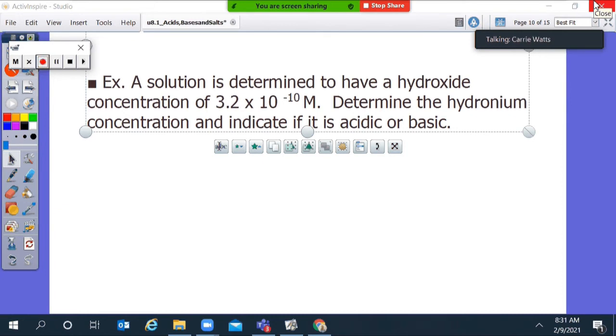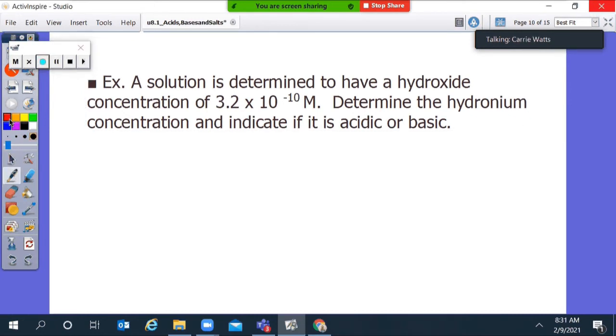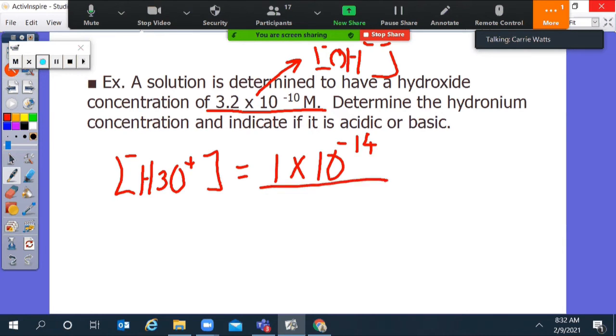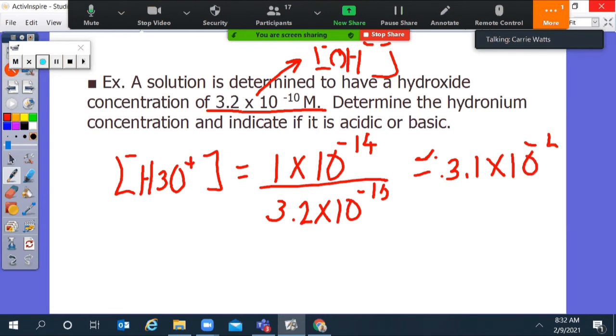Okay, so the first thing is, let's write down our given, and in this case, we know our hydroxide concentration. So we have that. Now because that hydroxide concentration is less than 1 times 10 to the negative 7th, we know that it is acidic. But let's first solve for the hydronium by taking the Kw and dividing it by our hydroxide, and we end up with 3.1 times 10 to the negative 5th, which again shows me, since it's greater than 1 times 10 to the negative 7th, that this is an acidic solution.